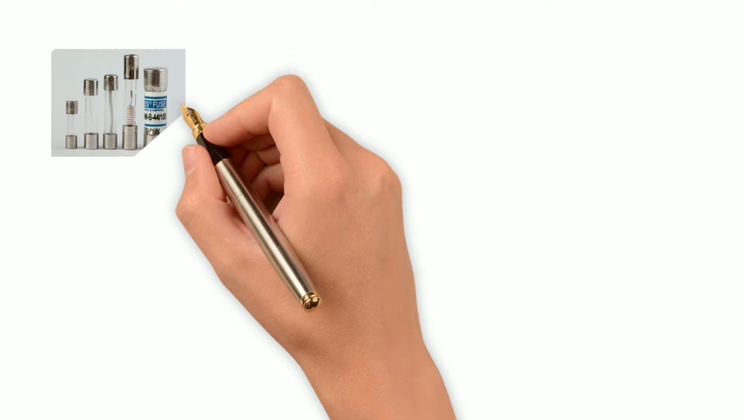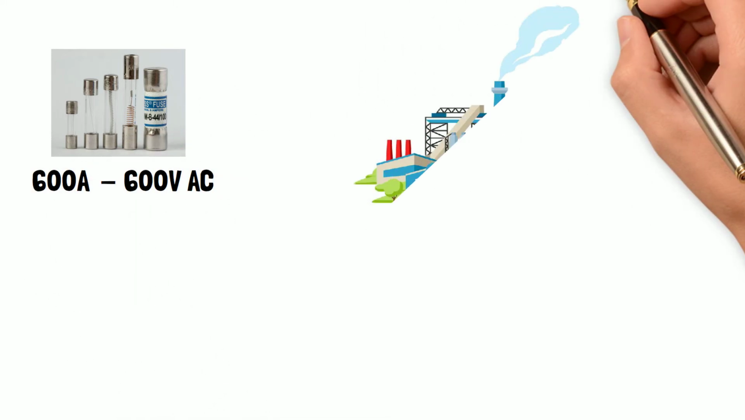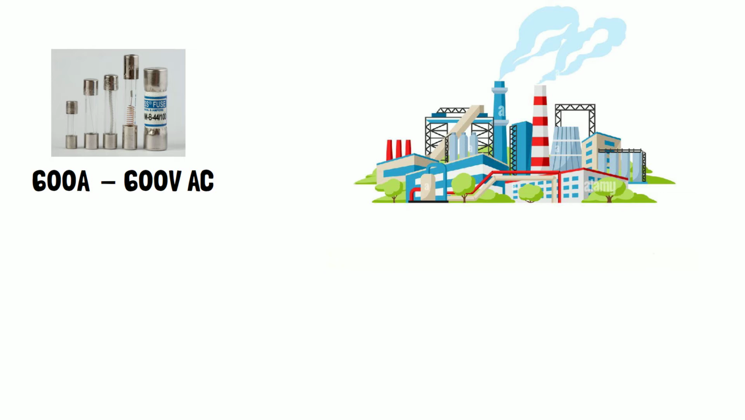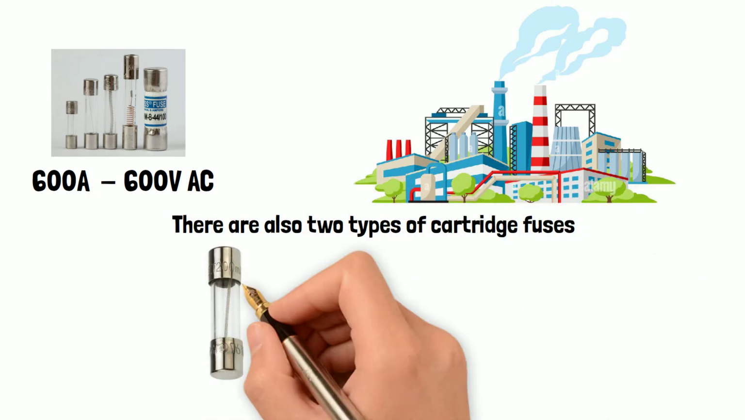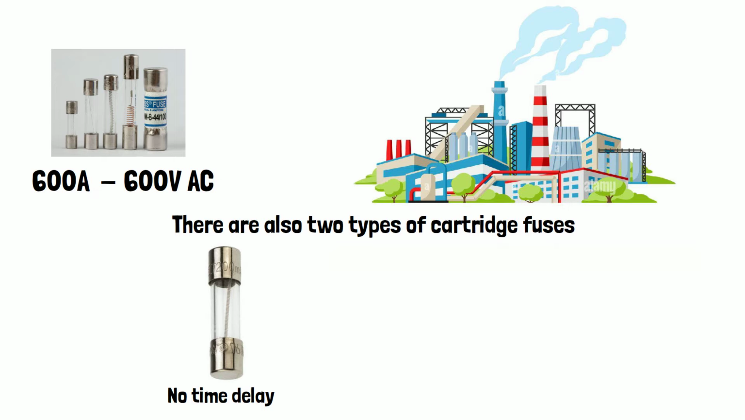They are available up to 600 VAC, and they are widely used commercially as well as in industries. However, there are also two types of cartridge fuses. There is the general-purpose fuse that has no time delay and the heavy-duty cartridge fuses that have a time delay. These fuses have completely closed containers in metal contact.